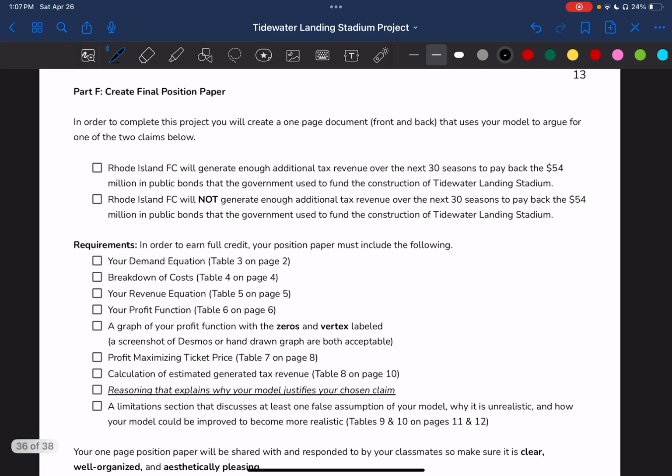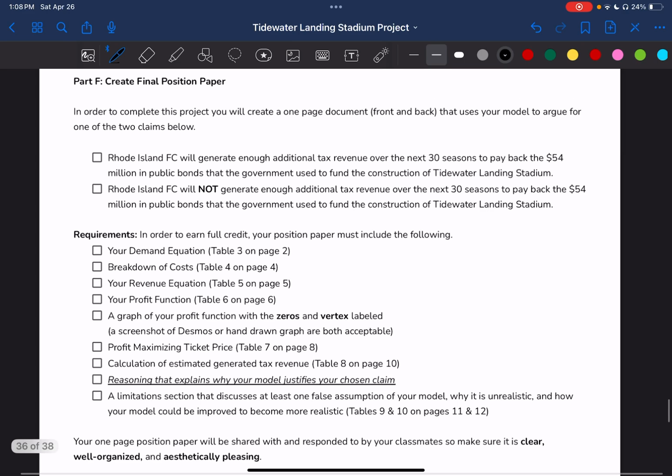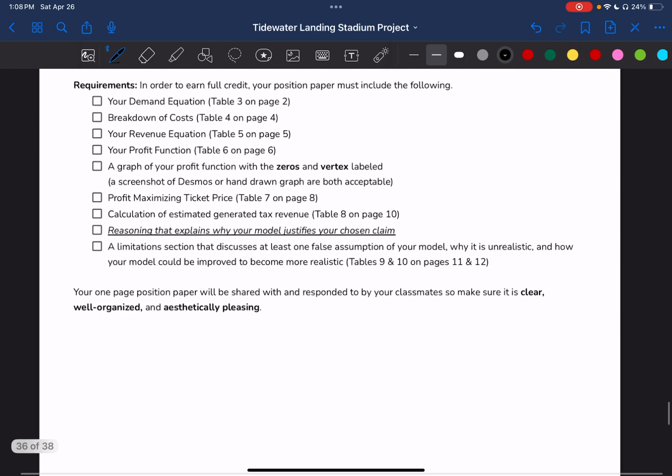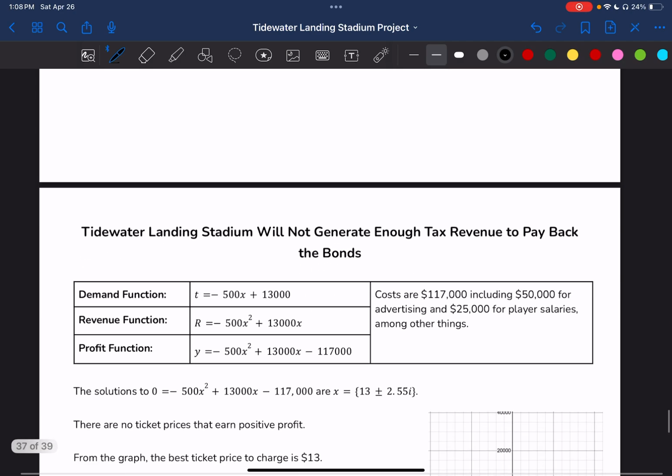But the final portion of your project is to create a one-page position paper. The purpose of this is basically to summarize all of the work that you did to create your model so that your classmates can easily follow along with what you did. And we're going to use this to have a discussion about the topic at hand, probably on Thursday of this week.